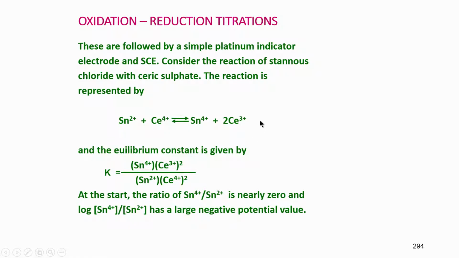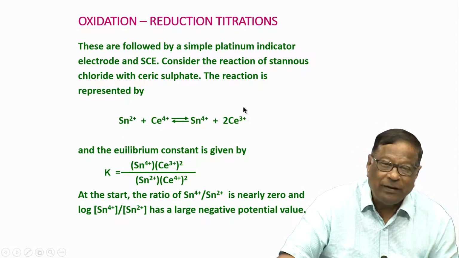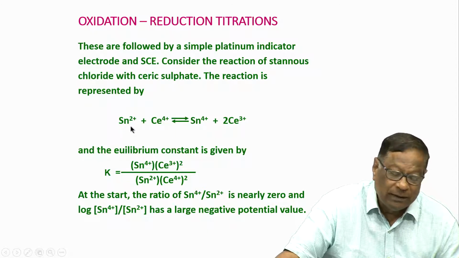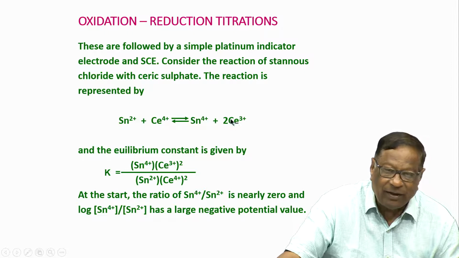Now, we will consider a little bit about the oxidation reduction reactions. Redox reactions are also followed by a simple platinum indicator electrode and SCE, that is saturated calomel electrode. Consider a reaction of stannous chloride with ceric sulphate. I can write the reaction like this: stannous Sn2+ will react with ceric ions to give you stannic ions and cerous ions.